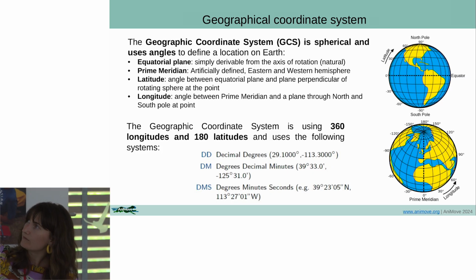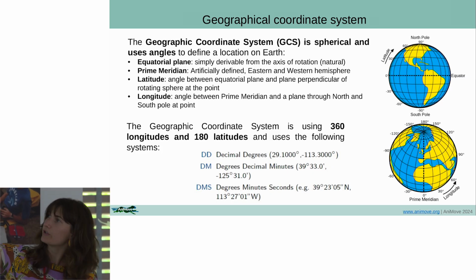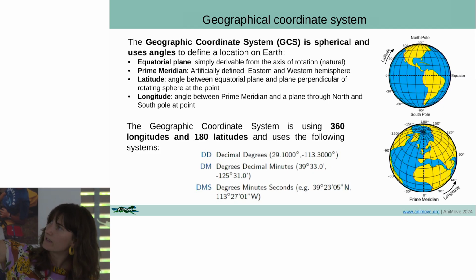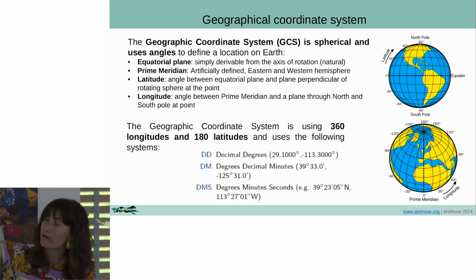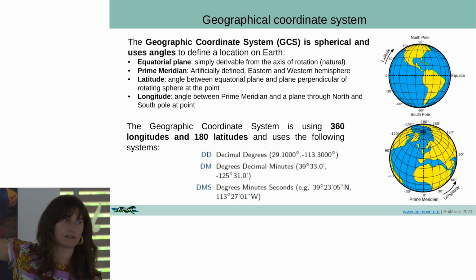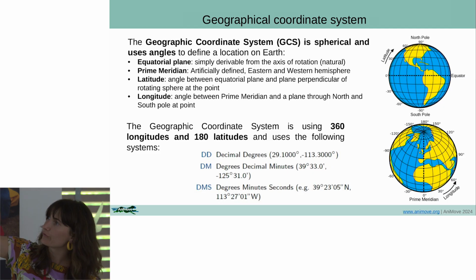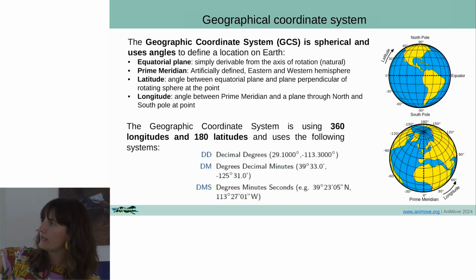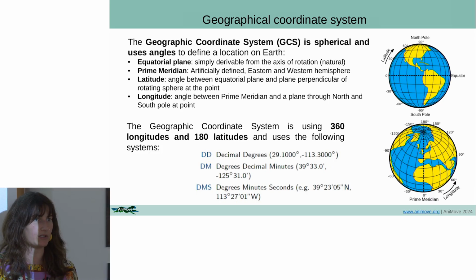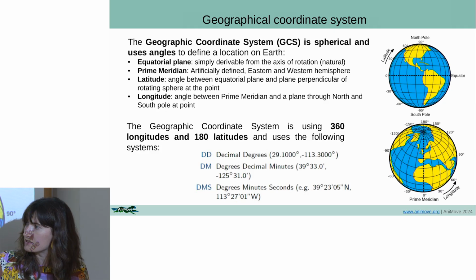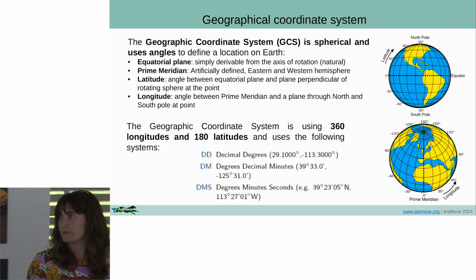So we have the equatorial plane, which is defined by the natural rotation of the Earth. But then we have some other axes that are defined by us. We have the prime meridian that divides the eastern from the western hemisphere. We have latitude and longitude that are our coordinates, and latitude goes from minus 90 at the South Pole to plus 90, and longitude from minus 180 to plus 180. So it uses 360 degrees of longitude, 180 of latitude, and probably you have seen already some of these different ways to define coordinates. So it could be in decimal degrees, degrees decimal minutes, or degrees, minutes, and seconds.